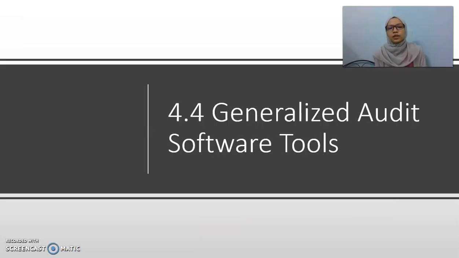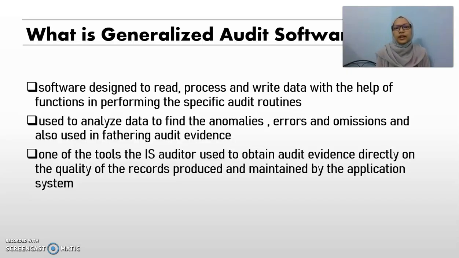Next, we move to the next subtopic, 4.4 Generalized Audit Software Tools. So, Generalized Audit Software Tools is software designed to read, process, and write data with the help of a function in performing the specific audit routines. It is used to analyze data to find the anomalies, errors, and omissions, and also used in gathering audit evidence. So, data anomalies is the problem that can occur in poorly planned, unnormalized database where all the data is stored in one table.